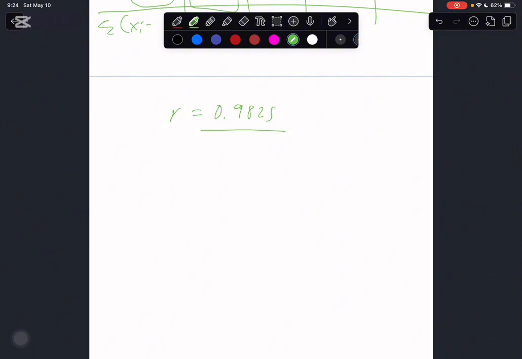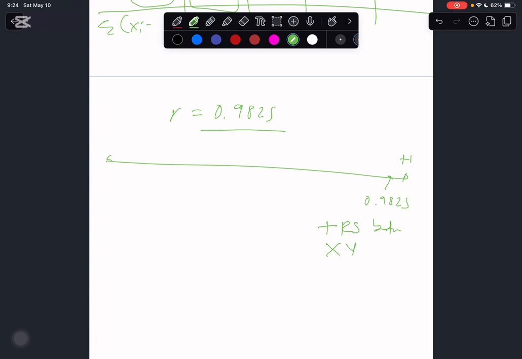Again, I told you r means something. If r is closer to +1, it has a positive relationship. If it's closer to -1, it has a negative relationship. And here it's closer to +1, right? 0.9825. That means it has a positive relationship between x and y. Not only that, you can say there is actually a relationship between x and y in this example.